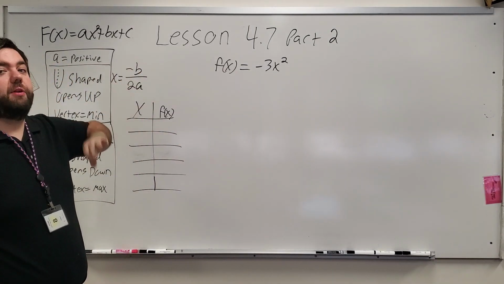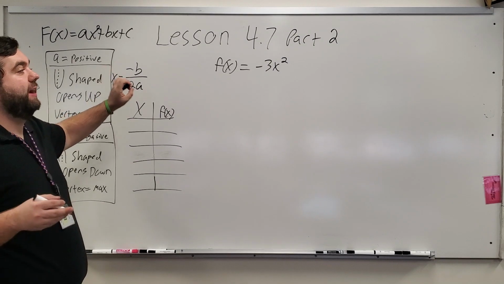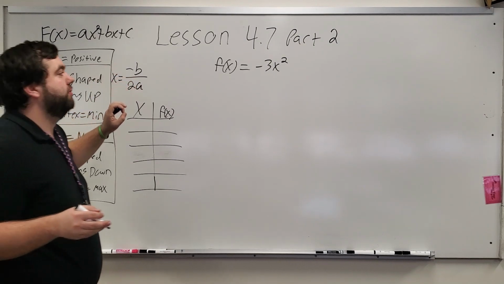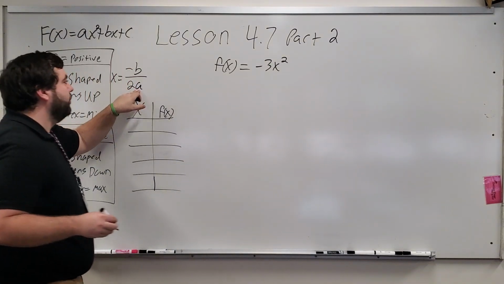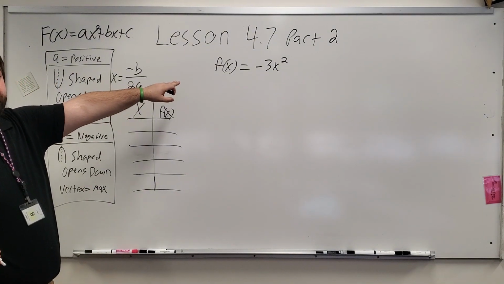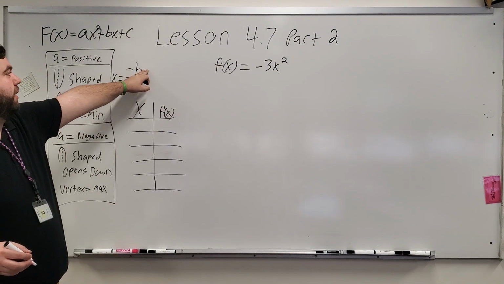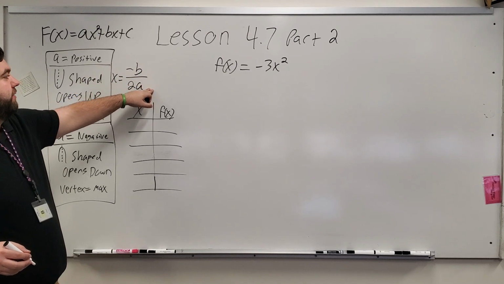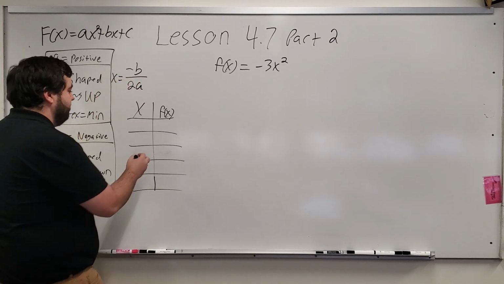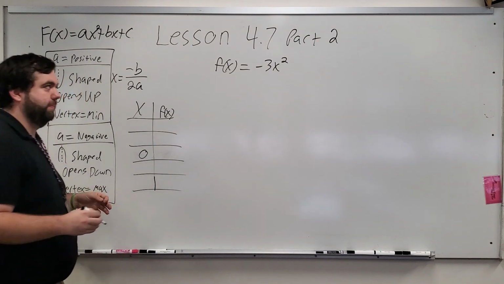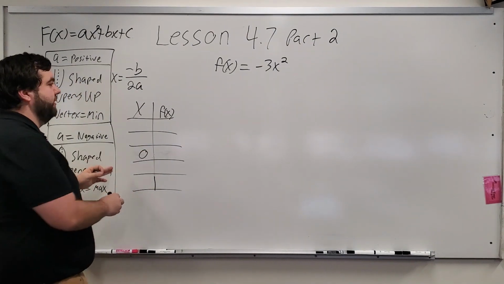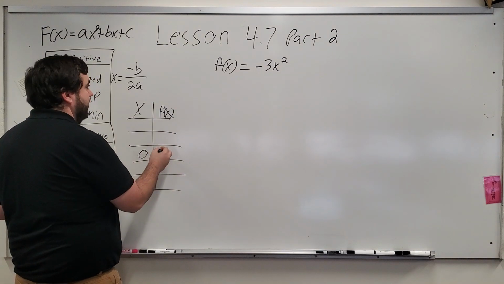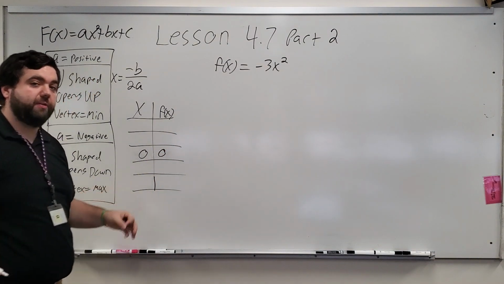So, find the vertex. How do we find the vertex? We find the axis of symmetry. So what is my a? Well, my a is negative 3. What is my b? 0. So I plug in 0, and negative 0 over negative 6 is still 0. So my middle number is going to be 0. I then plug that in. 0 squared is 0 times negative 3, also 0.